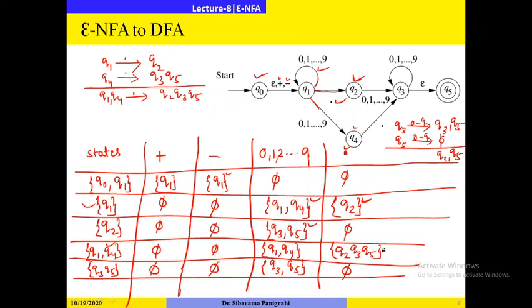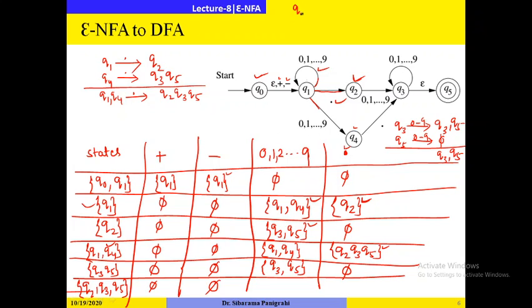Now there is another new transition, that is Q2 Q3 Q5. So Q2 Q3 Q5 by taking plus as input, there is no next state, that's why it will be 5. Q2 Q3 Q5 by taking minus as input, no next state, 5. Q2 Q3 Q5 by taking 0 to 9 as input.